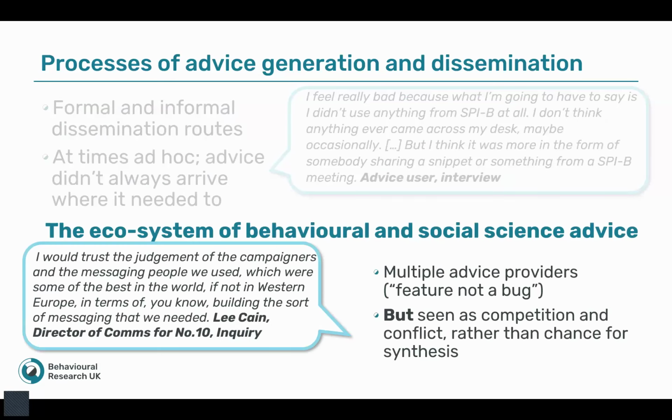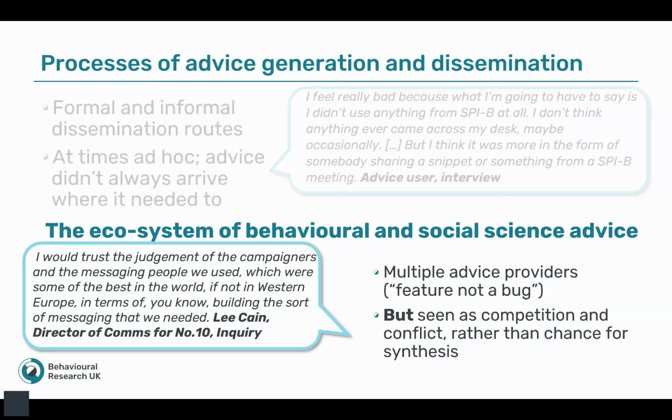So this theme really talks about the ecosystem of behavioural and social science advice. SPI-B was not the only group providing behavioural science advice, and it's really important to note that many people pointed out that this is a feature of the system, not a bug. It's a good thing if we have lots of sources of scientific evidence and advice. But unfortunately, we also saw reports that this wealth of different inputs maybe led to it being treated as a chance for cherry picking or shopping for evidence that fit a particular goal or outcome. And alternatively, sometimes it was misunderstood as an issue of there being lots of competing advice sources, rather than this being a chance for synthesis of the different sources of advice.